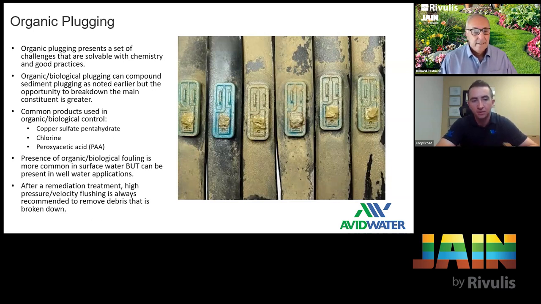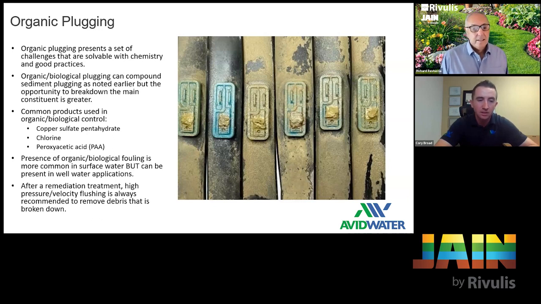But if you have really the presence of organic or biological fouling, it's probably more common that it comes from surface water because this water is exposed. It's outside. It has sunlight. It has gone maybe tens to hundreds of miles to get to your ranch. So it's seen a lot of things along the way, birds and fish and all this other stuff. But that doesn't mean that it can't come from well water applications.